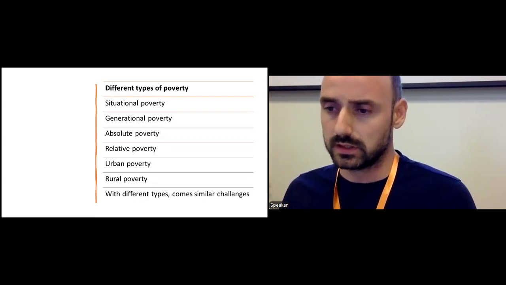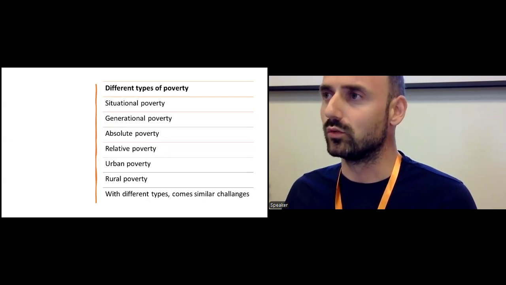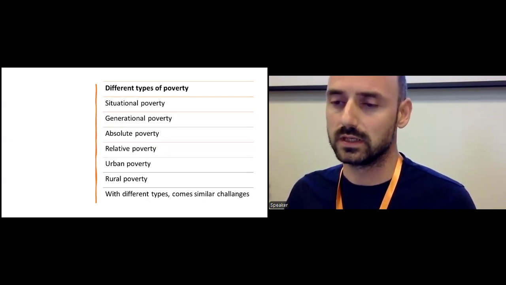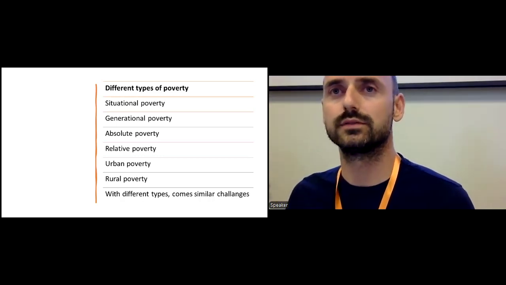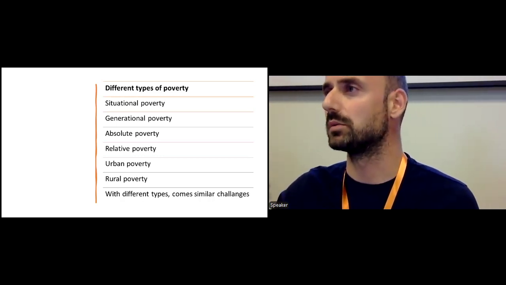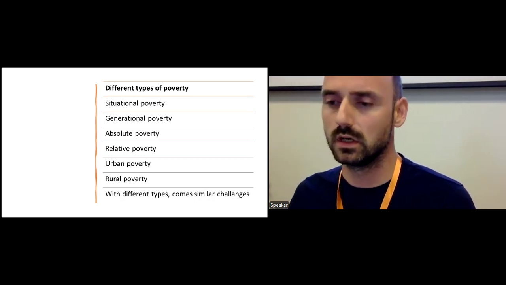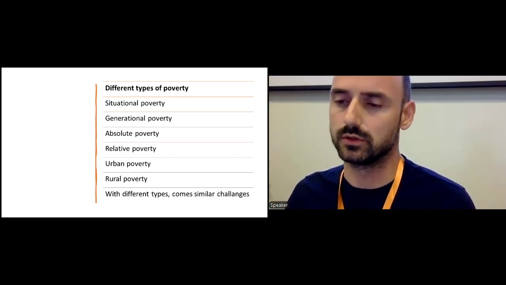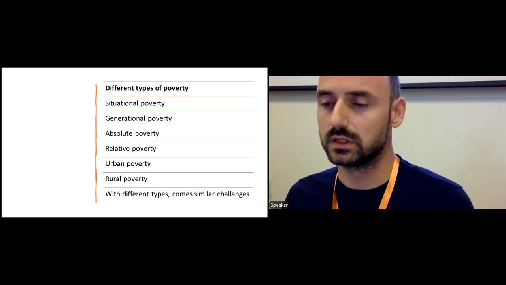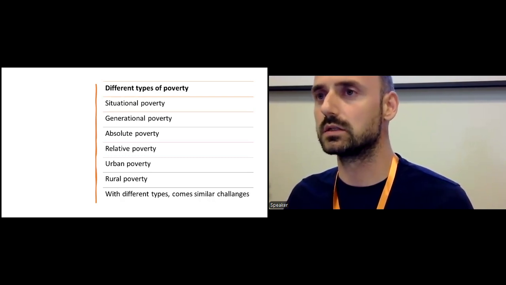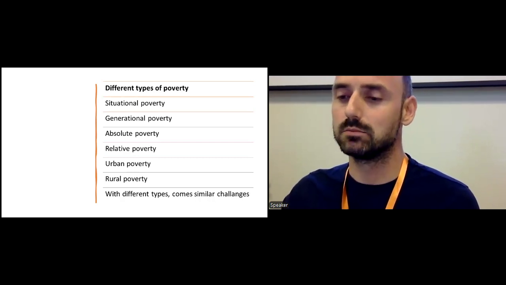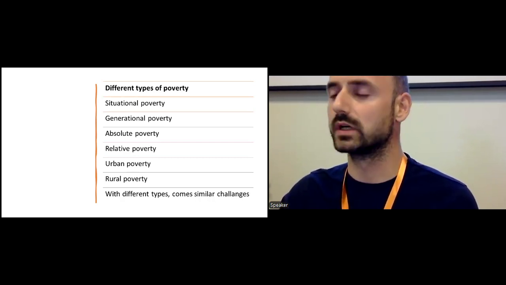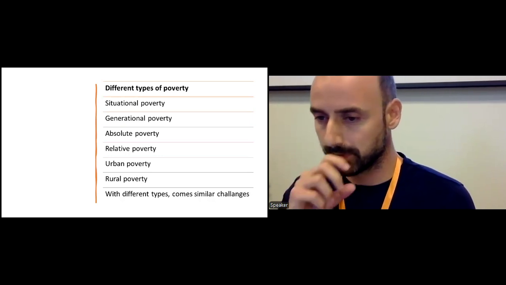Different types of poverty. Like I said, it's not a black or white thing. There are many different types of poverty, and here we see some. Situational poverty is temporary. It can happen after a life crisis like bankruptcy or a natural disaster. In most cases, it is temporary. Generational poverty is a tough one because that means you were born into a poor family, and it makes it harder to overcome the poverty.